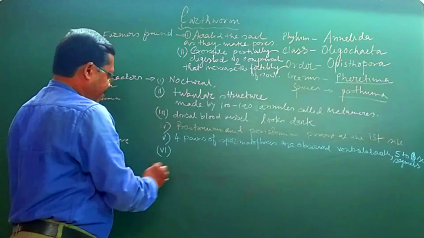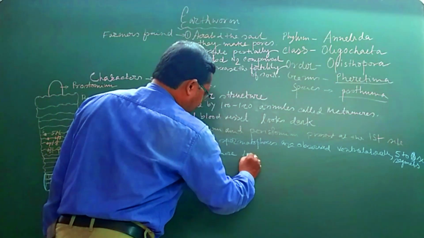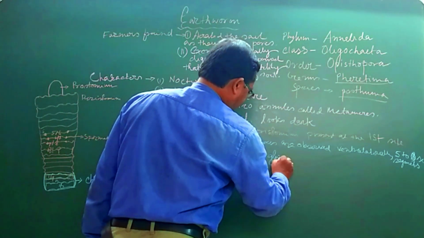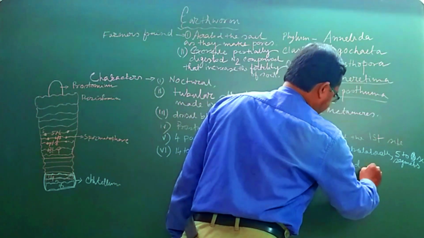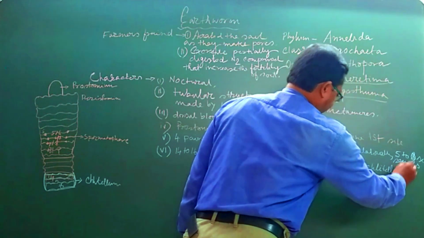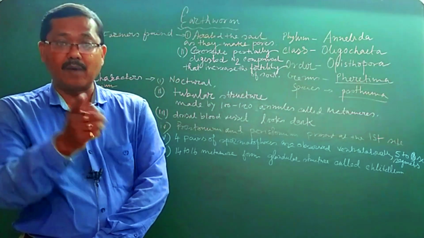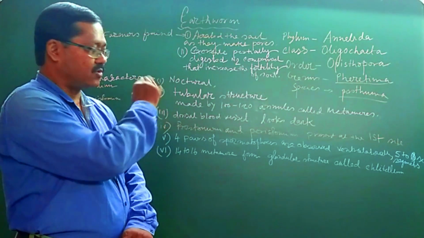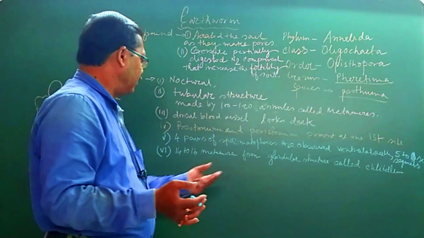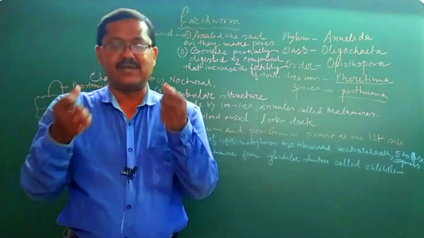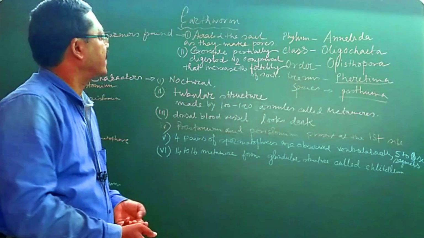Sixth very important point: the 14th to 16th metameres form a glandular structure called the clitellum. What is the function of the clitellum? The clitellum plays a very significant role in the development of the cocoon, from which many baby earthworms develop. A fertilized cocoon, a bunch of fertilized eggs, makes a cocoon. This cocoon remains present in this area and absorbs nutrients, and ultimately they come out, hatching the egg, and emerge as a baby earthworm. This is the clitellum.